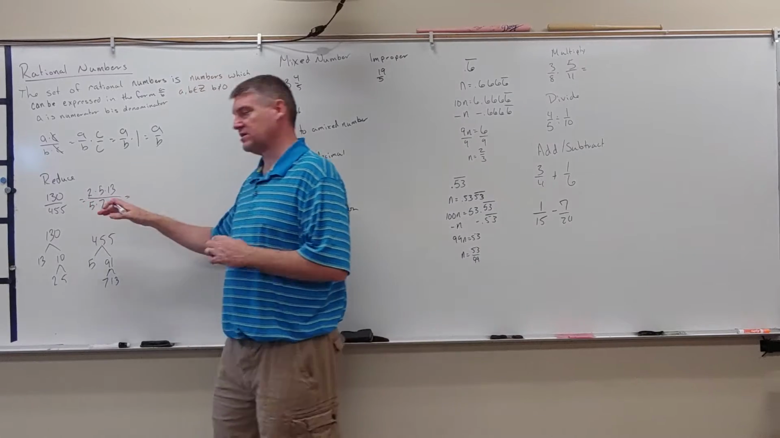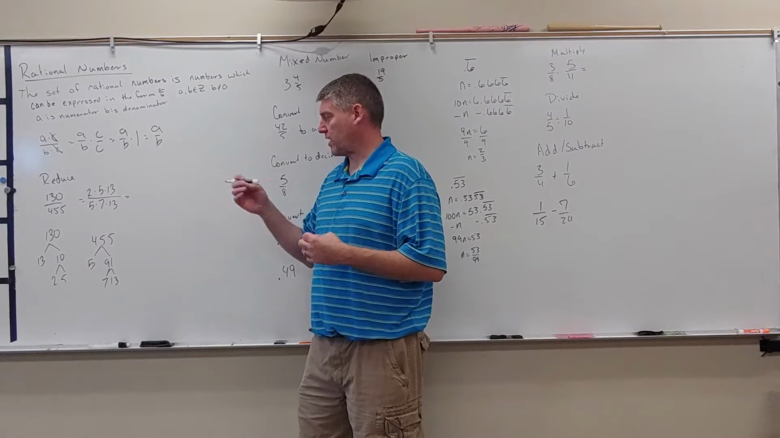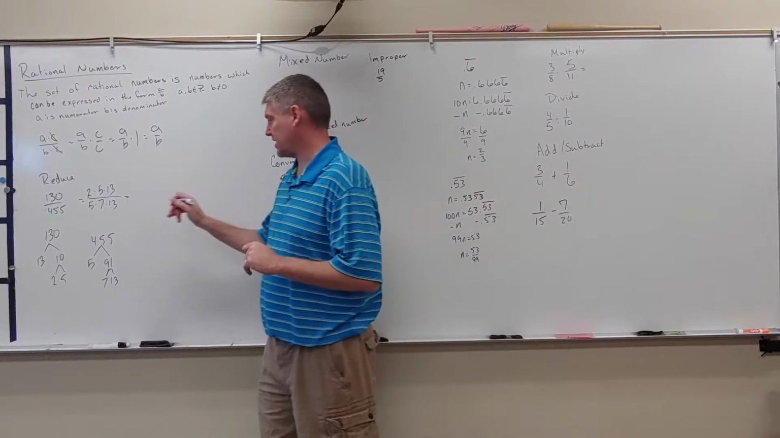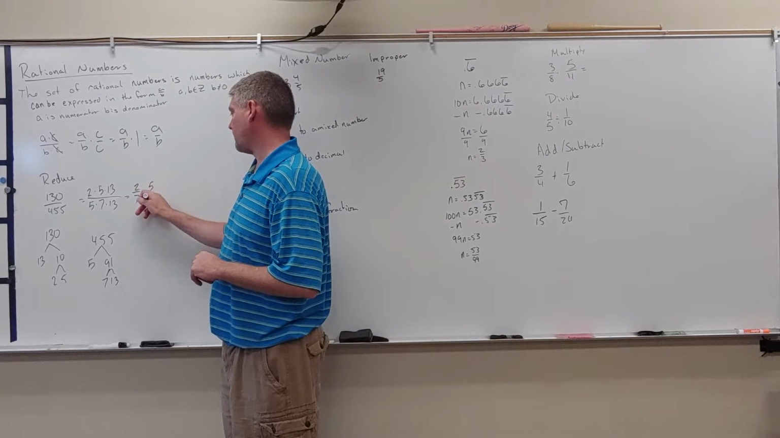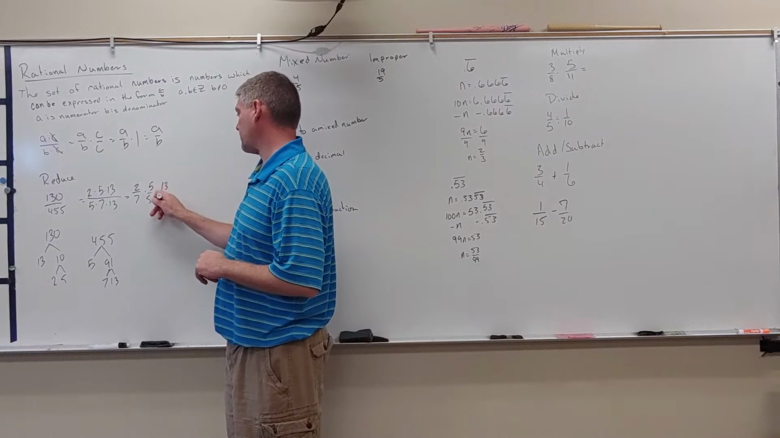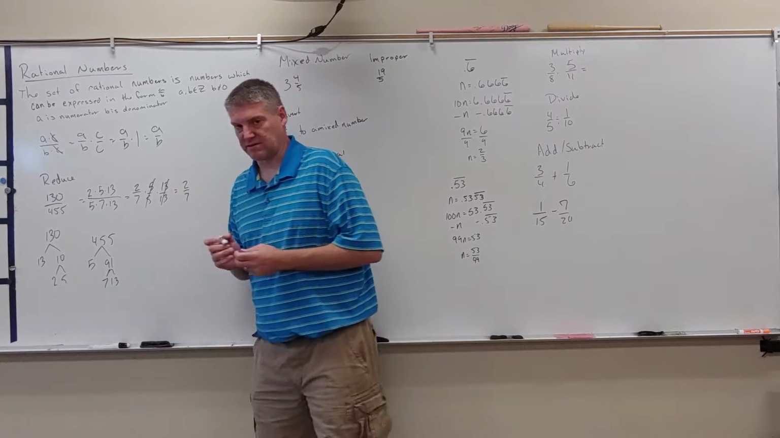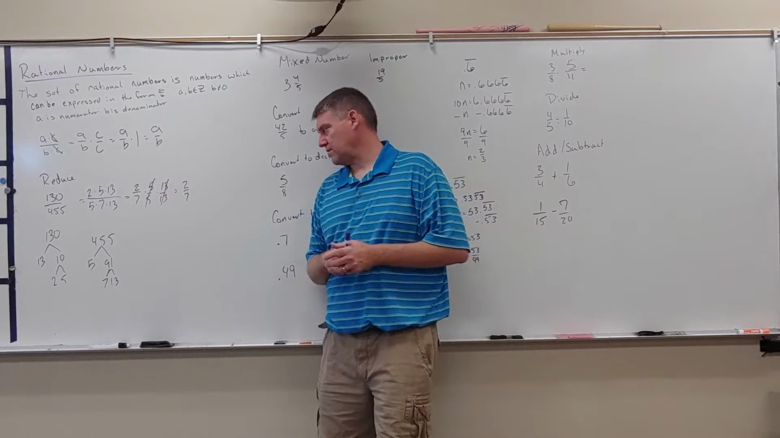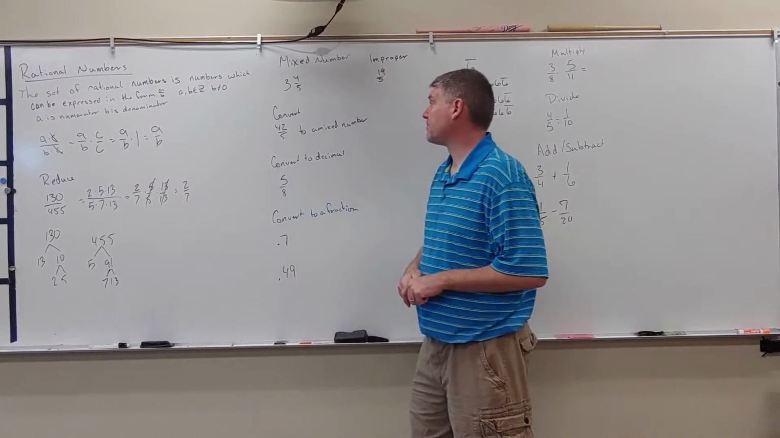And what's going to happen is notice that if I have the same value on top in the numerator as I do in the denominator, they technically cancel out. So this becomes 2 sevenths times 5 over 5 times 13 over 13. Those become 1, which gives me 2 sevenths. Okay? So 130 over 455 will reduce to 2 sevenths.